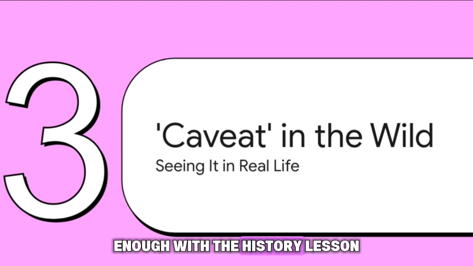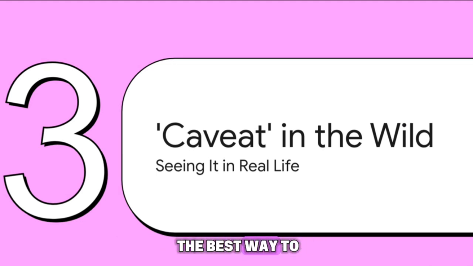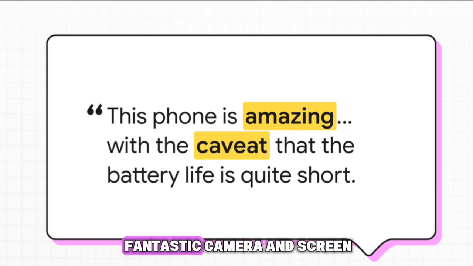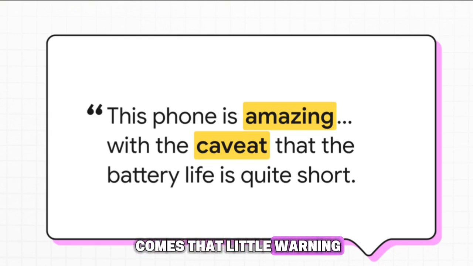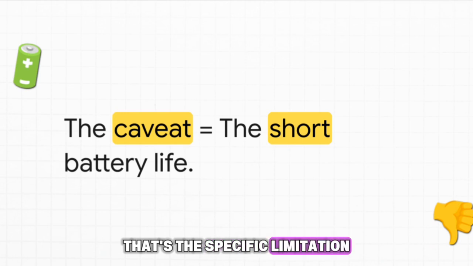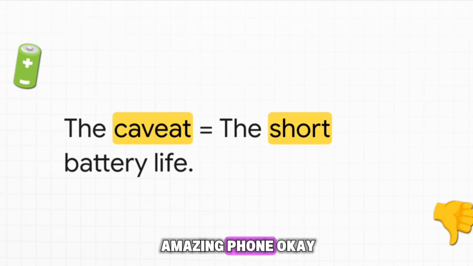Okay, enough with the history lesson. Theory is great, but the best way to learn a word is to actually see it out there, in the wild. So let's check out a couple of real-life examples. All right, here's something from a tech review. The phone is amazing. Fantastic camera and screen. Sounds great. But then comes that little warning. Can you spot the caveat here? What's the catch? Yup, you got it. It's the short battery life. That's the specific limitation. That's the caveat that completely changes how you think about this amazing phone.